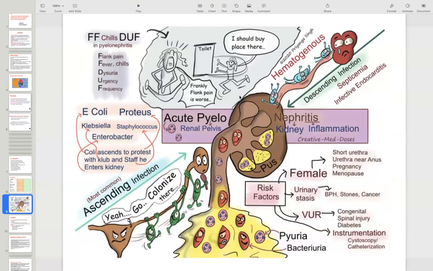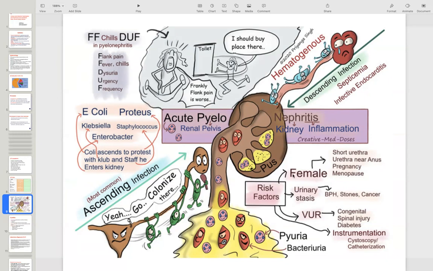Here is the graph. It reflects the routes by which the causative agent can reach the kidneys: hematogenous way and ascending infection. Also, here you can see the mnemonic, FFCHILL DUF in pyelonephritis: F for flank pain, F for fever and chills, D for dysuria, U for urgency, and F for frequency.